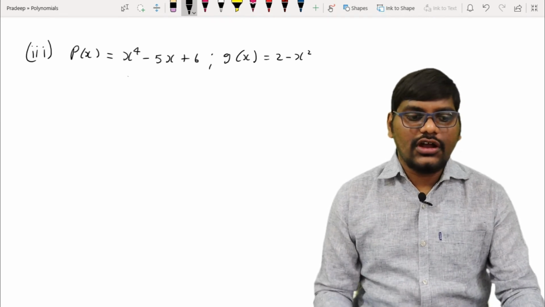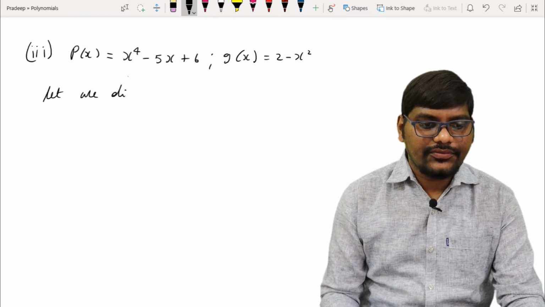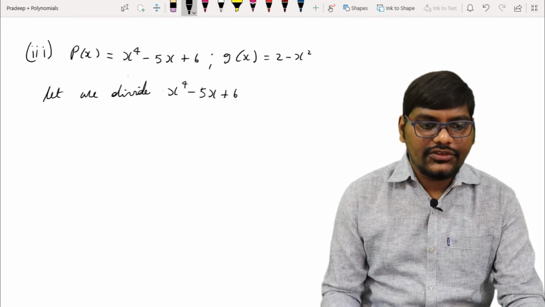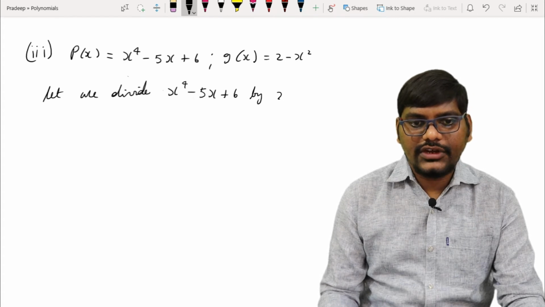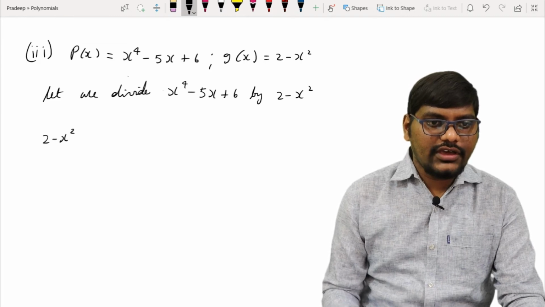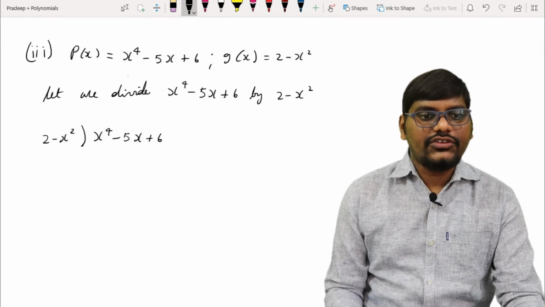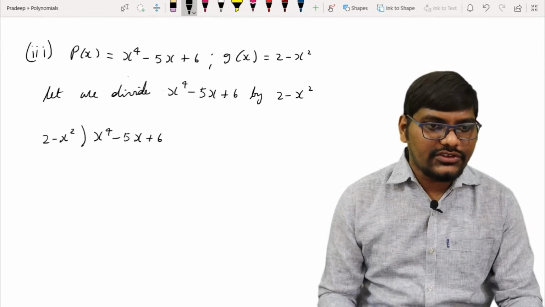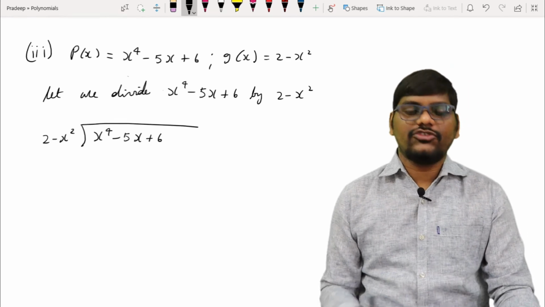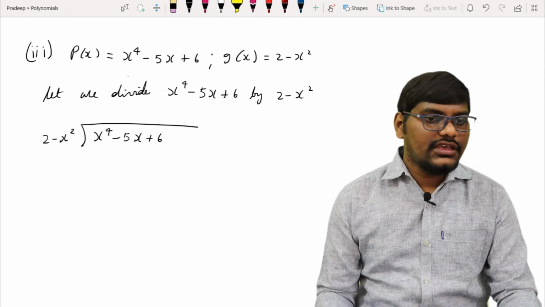Okay, so let's solve. So I can write here, let's divide. So what is given? X power 4 minus 5x plus 6 by the divisor, 2 minus x square. So let's solve. 2 minus x square, and this is given x power 4 minus 5x plus 6. Okay, so this time everything is the same as I took in the last two problems, so now here I'm just taking above.